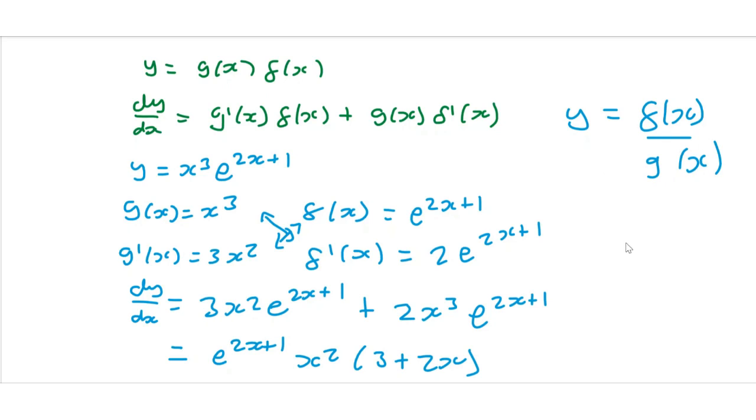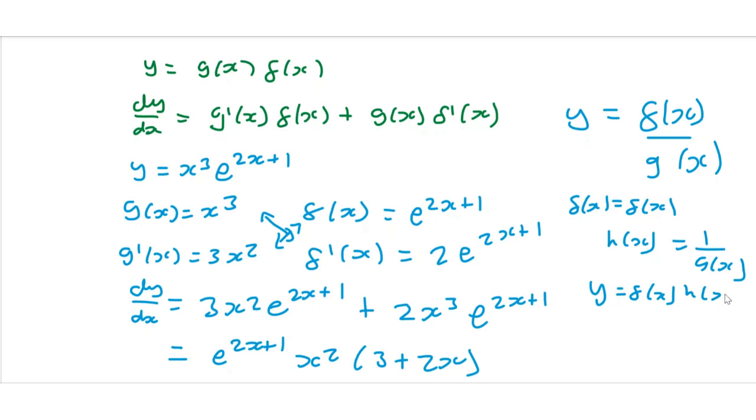One way of dealing with these quotients is to just keep f of x, but then choose h of x is equal to 1 over g of x, and apply the product rule to f and h, so y is equal to f of x times h of x. You can solve it that way, but there is also just an explicit formula we can use, which we will look at in the next video.